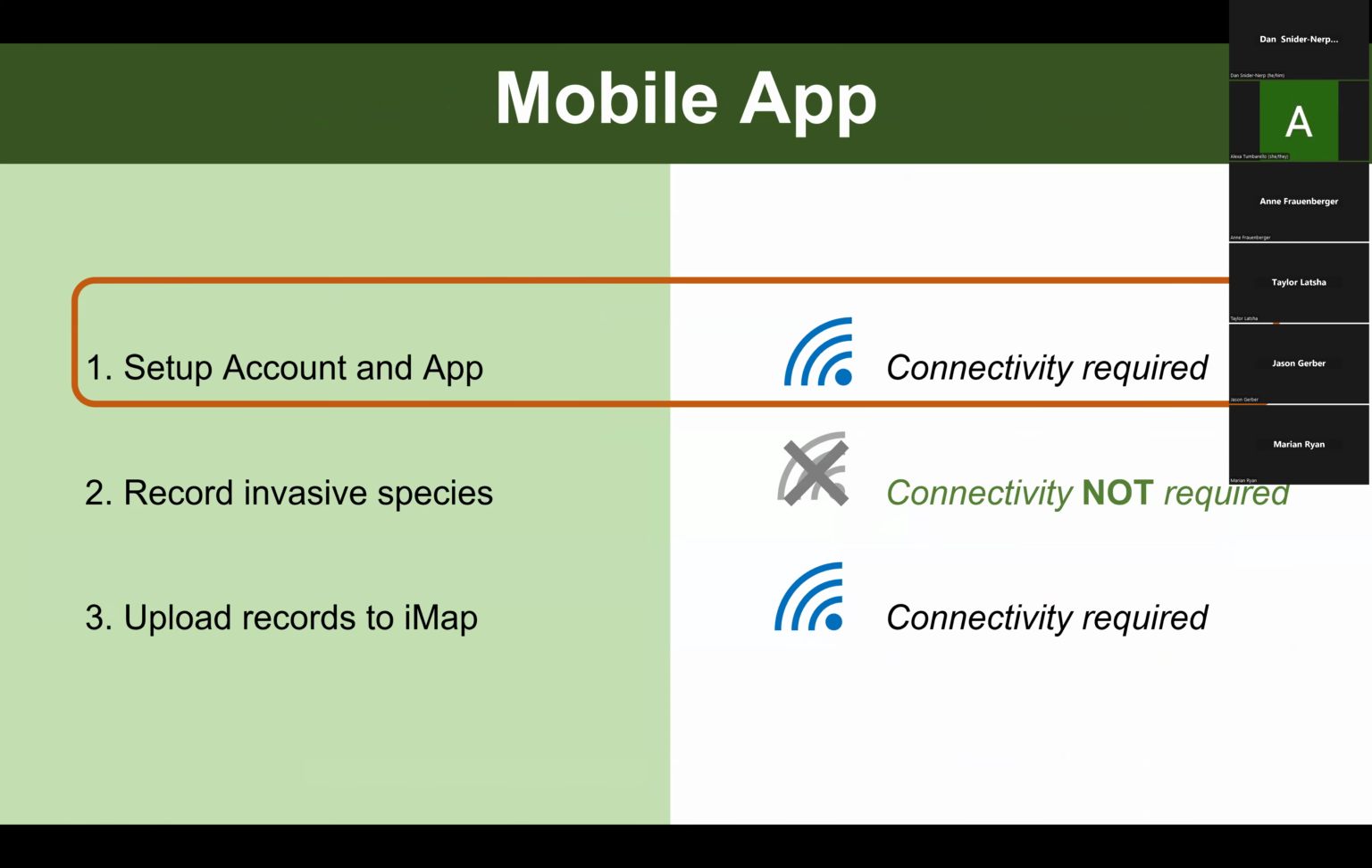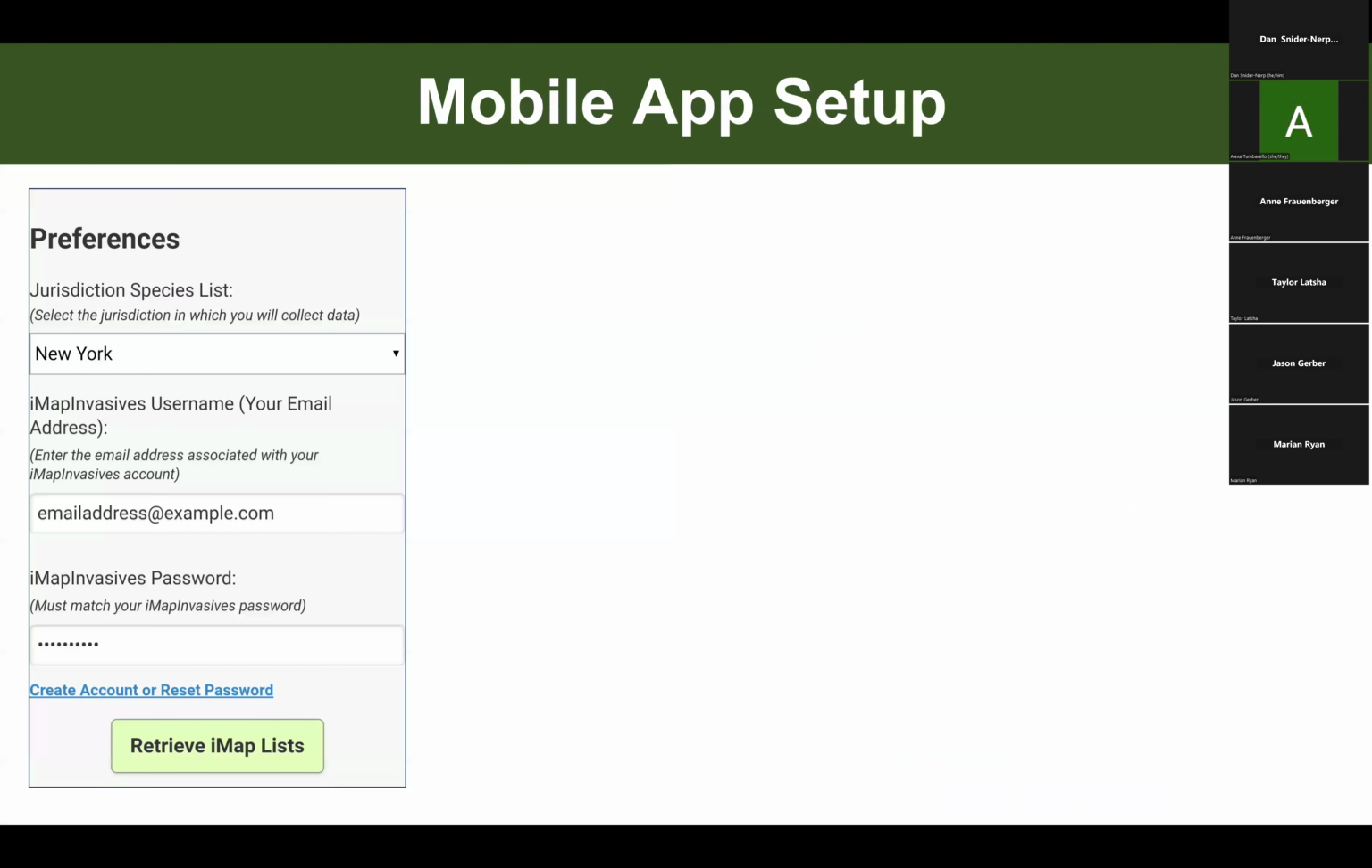Okay. So just as a reminder, you do need connectivity to set up the account in the app. You don't need connectivity to record the species, so to take the photo and put the information in on the app. But then you do need to eventually go back in and choose upload to actually upload that record to the database. And we'll go through that in a couple slides. It'll be a little bit more clear. You can move on to the next slide.